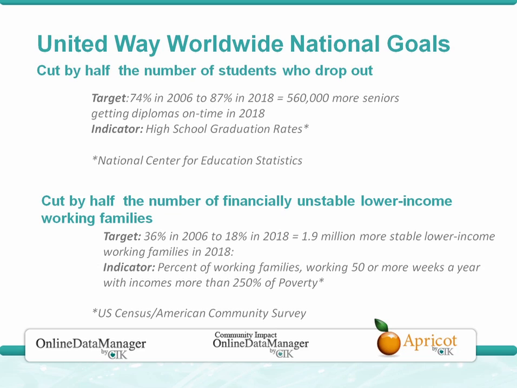Around the income level, the target is to create more stable lower-income working families. The indicator is percent of working families, and they define that as families that are working 50 or more weeks a year with incomes more than 250% of the poverty level. That data is collected from the Census Bureau and the American Community Survey. So again, by utilizing this free source, you can have access to this data.